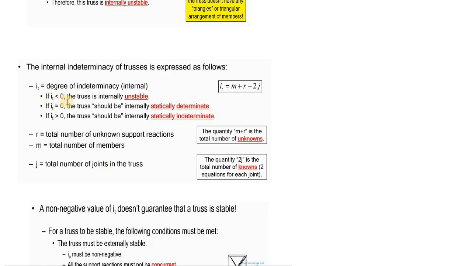So if I sub t is less than 0, then the truss is internally unstable. You need to know this. If I sub t is equal to 0, the truss should be internally statically determinate. And if I sub t is greater than 0, the truss should be internally statically indeterminate. Now, what do I mean by "should be"? That one you're going to see in a moment. So the quantity m plus r is the total number of unknowns, while the quantity 2j is the total number of knowns. That is, 2 equations for each joint.